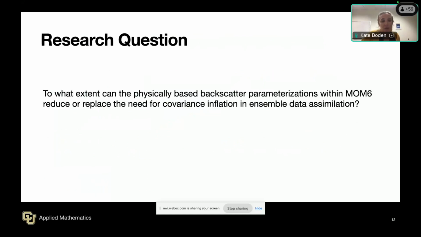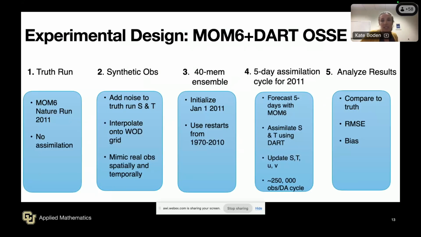But what I would like to do is to examine to what extent the physically based backscatter parameterizations within MOM6 can potentially reduce or replace the need for covariance inflation in ensemble data assimilation. Because although effective, it would be nice to get at the root cause of why we even need these inflation to begin with. So I set up an OSSE.